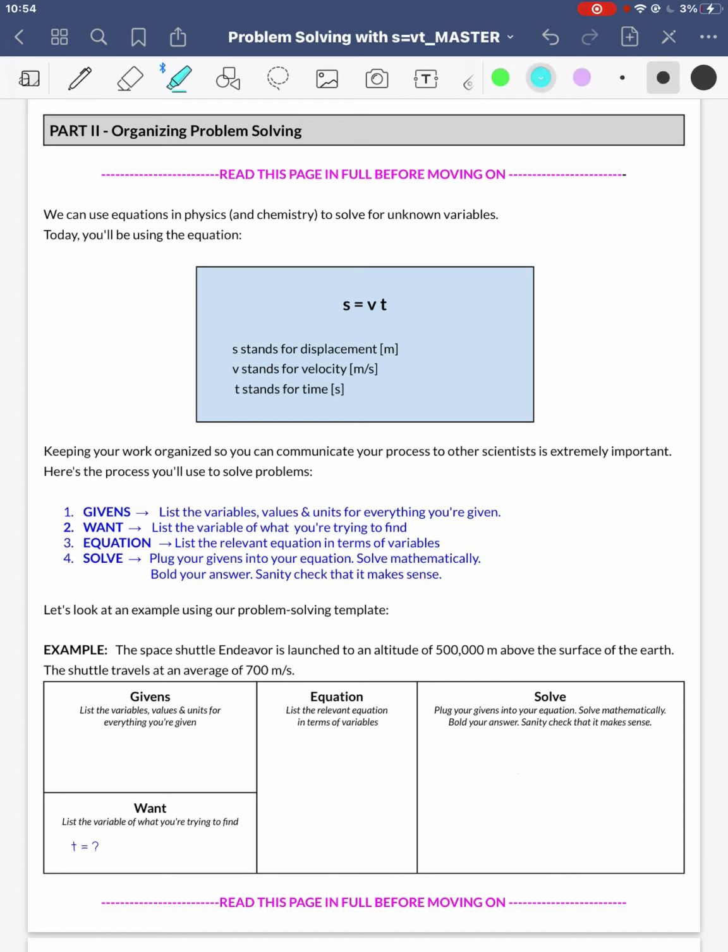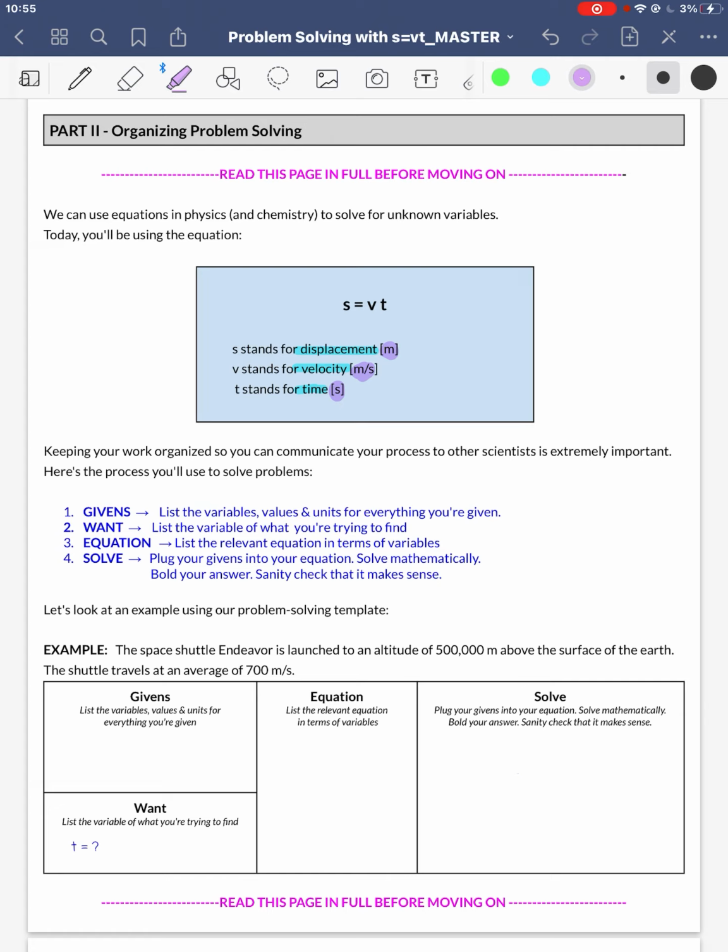S, you'll recall, is displacement. S is the symbol for displacement. The unit that we use to measure displacement is meters. So whenever you get a value for displacement, the unit is in meters. The variable V stands for the variable velocity with the unit meters per second. The symbol T stands for time with the unit seconds.